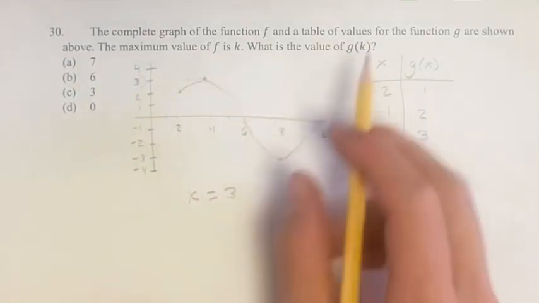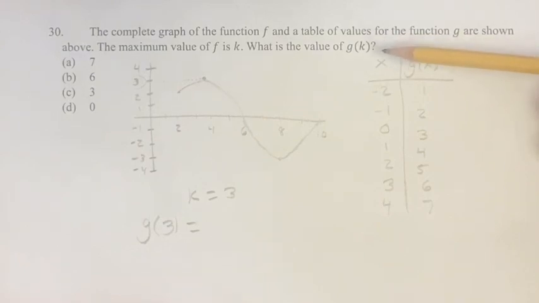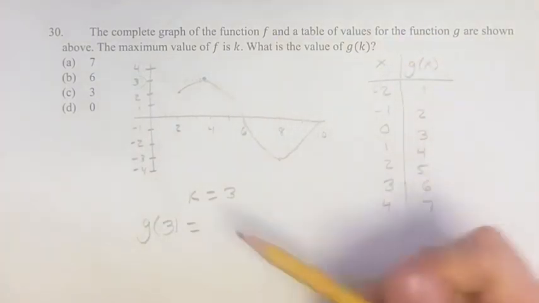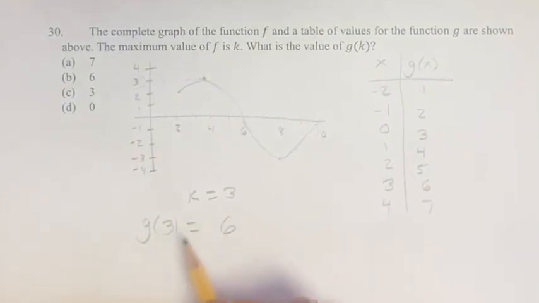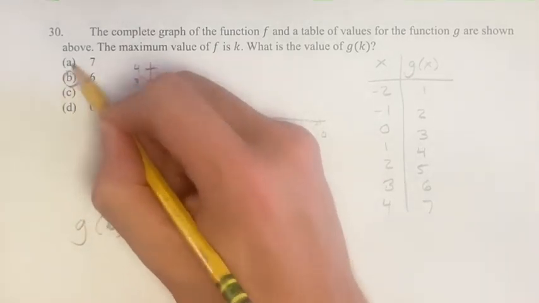So what is the value of g of k? Well, that means we're looking for g of 3. And g of 3, if we look at this table, when x is 3, g of x is 6. So g of 3 is 6, which is g of k, and therefore your final answer is 6, or B.